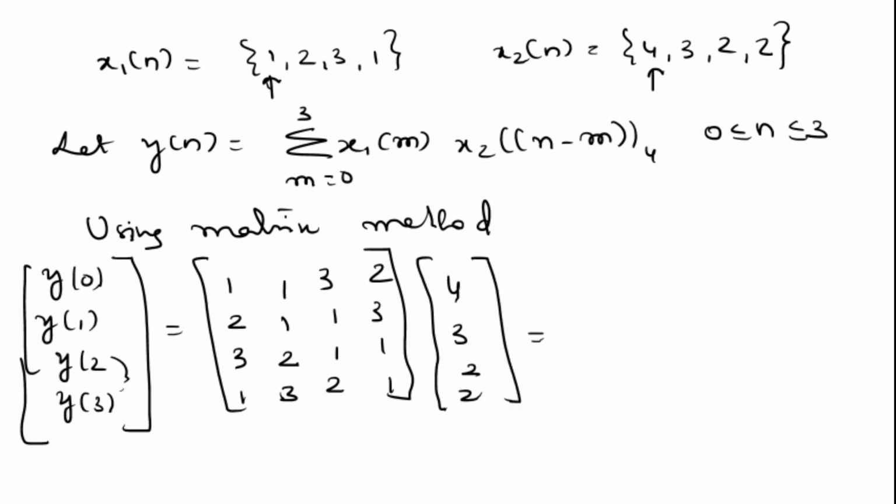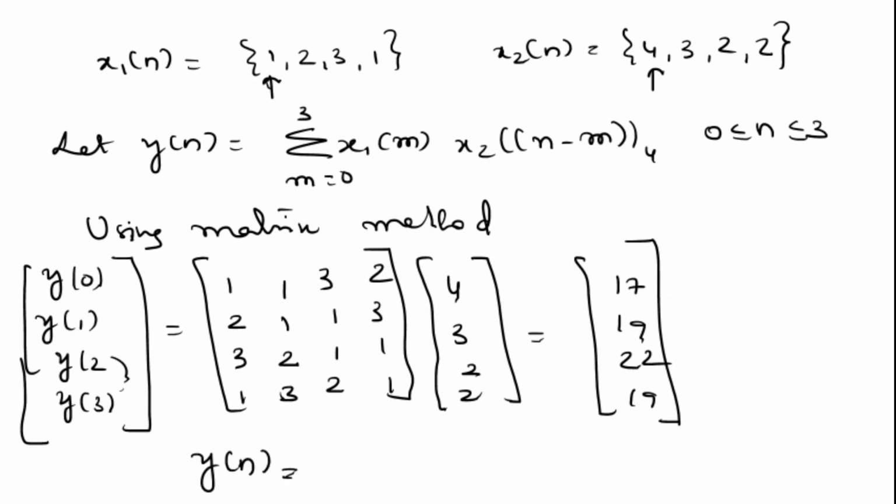So we get the answer as 17, 19, 22 and 19. That is y of n is equal to 17, 19, 22 and 19.